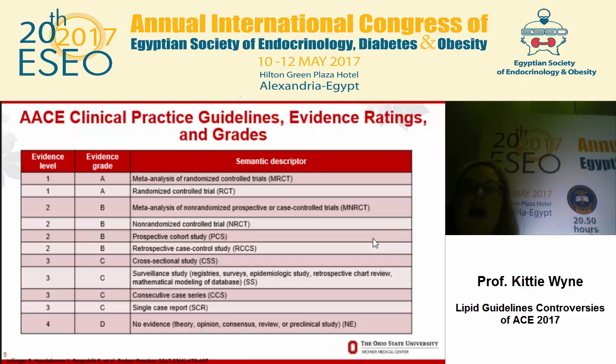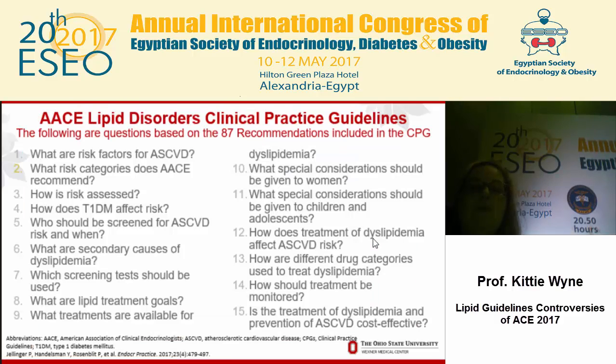And just to remind you of how that's graded, on the left is evidence level, which is used for the citations. The evidence grade is what's used for the recommendation. And the highest level is level 1 or grade A, which would be either a randomized controlled trial or a meta-analysis of a randomized controlled trial.